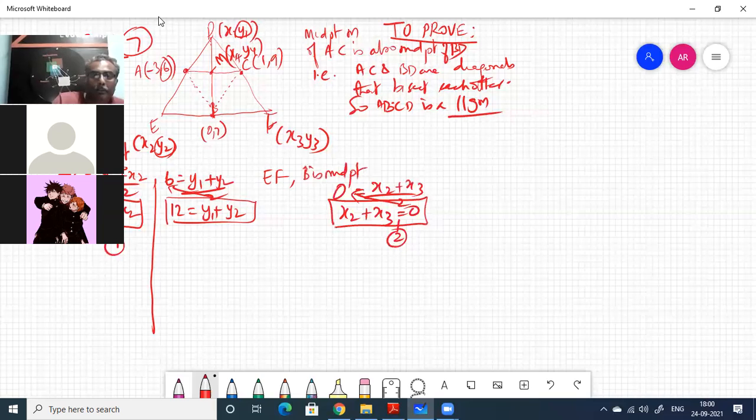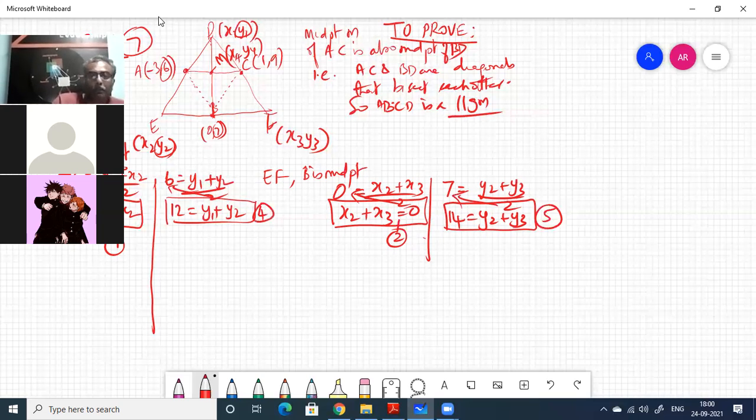Then another one: 7 is equal to the midpoint, 7 is equal to (y2 plus y3) by 2. Take this to the other side: 14 is equal to y2 plus y3. This is another equation, equation 4, and this is 5.